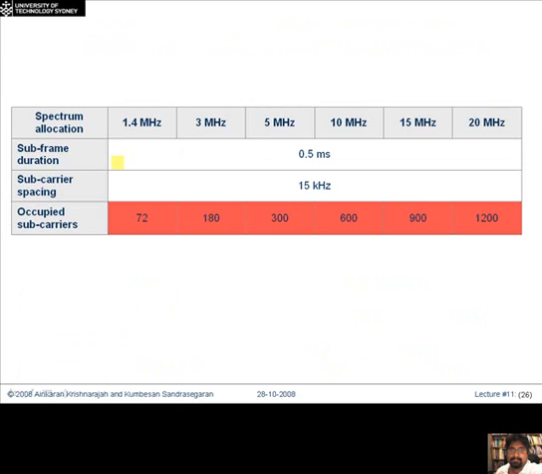Okay, so again, this is a summary that shows the different bandwidths that you can have, and how many subcarriers. Remember, we said that there is a 15 kilohertz subcarrier spacing. So how many of these subcarriers can we have in each one of these bandwidths or spectrum allocations?